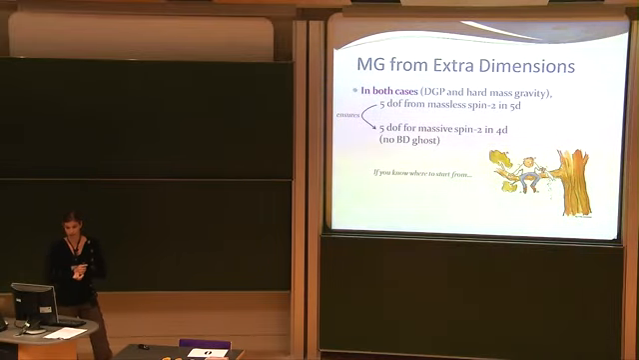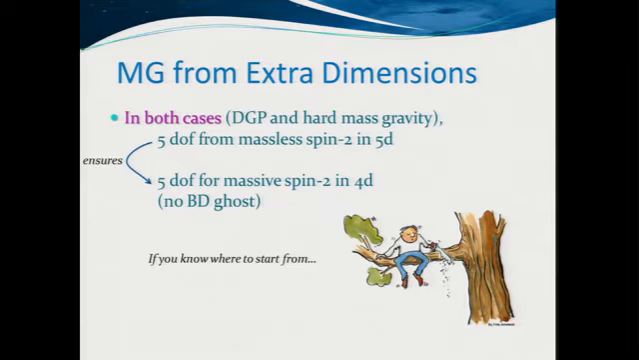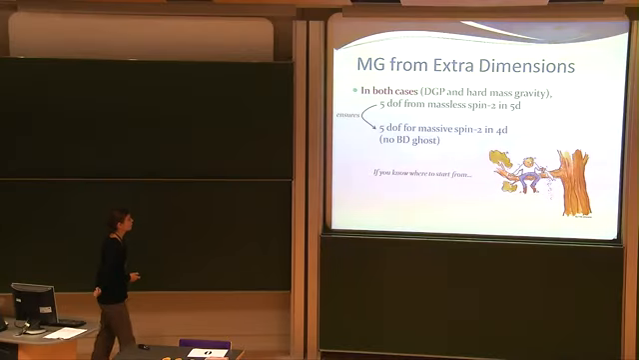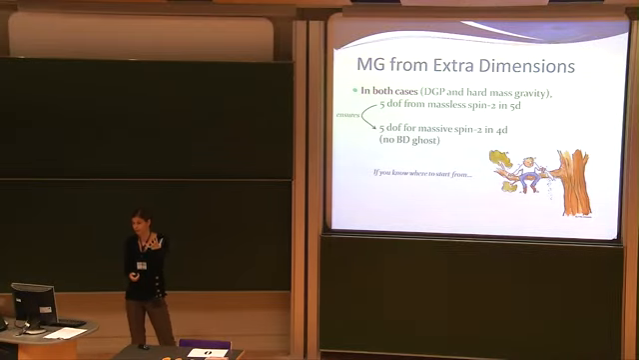In both cases, for DGP, whether you want to stick gravity on a brane or whether you want to have a hard theory of massive gravity. So this is a hard theory of massive gravity because you really have separate massive gravitons. You end up knowing that you start from a 5-dimensional theory of gravity, which only had a massless spin-2 field in 5 dimensions having 5 degrees of freedom.